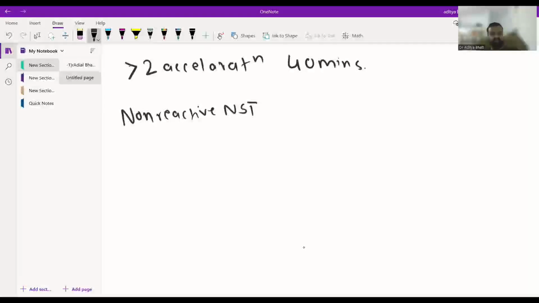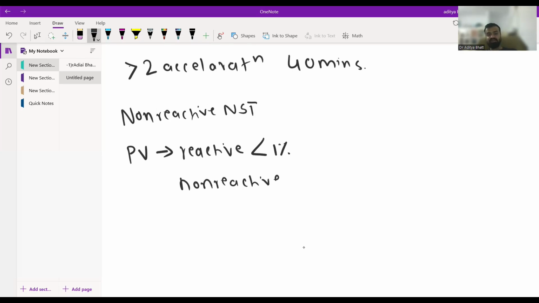So what is the predictive value of NST for fetal distress? In a patient with reactive NST, what is the chance of the baby having fetal distress? It is less than 1%. But in a non-reactive NST, what percentage of patients would be suffering from fetal distress? It is around 10 to 20%. Some studies have shown as high as 20%. The single best value is 20.